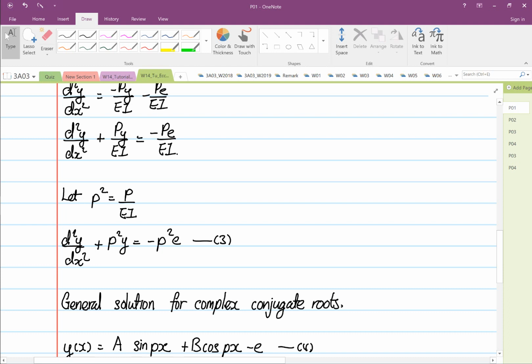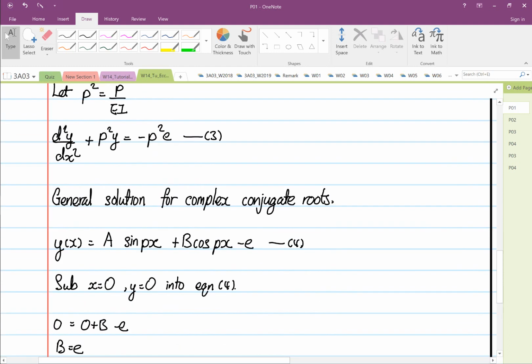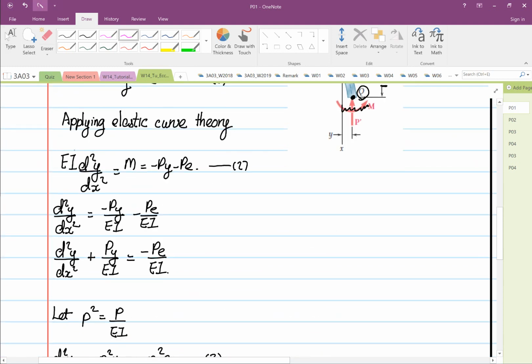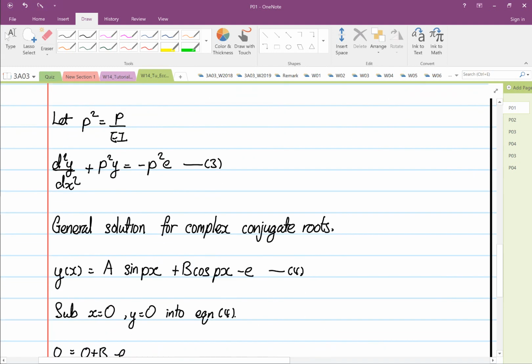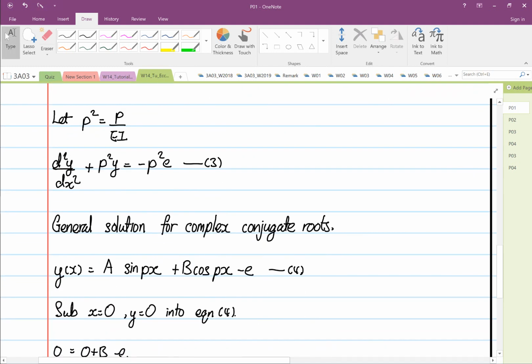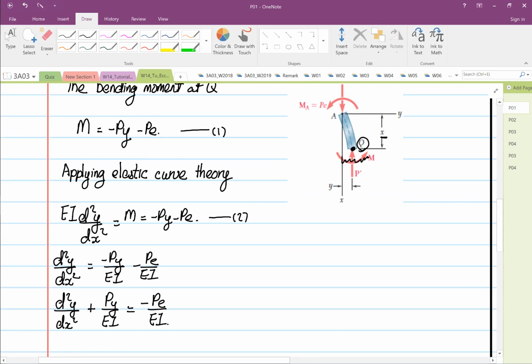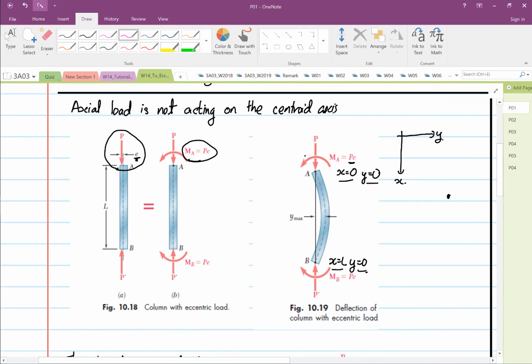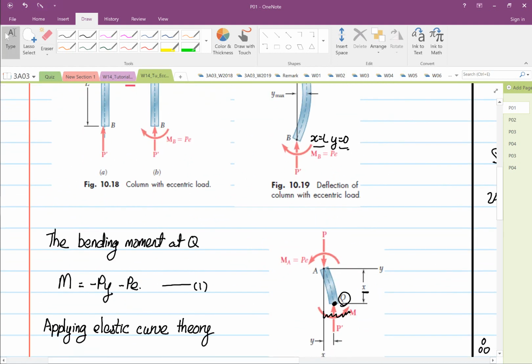From then on we have a general solution for complex conjugate roots. It's a non-homogeneous equation, because the entire term over here is not equal to 0. So we have a general solution, which is A sin px plus B cos px minus E. E here again is the offset distance where the axial load is applied.